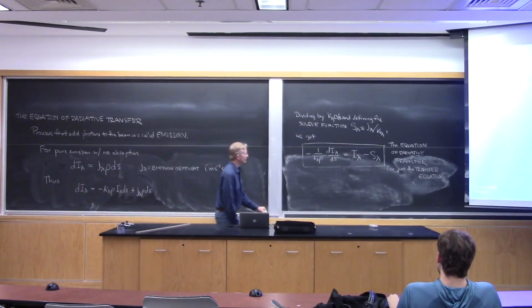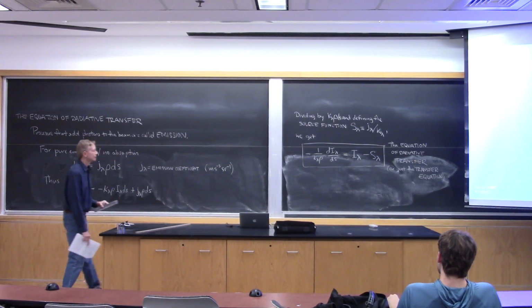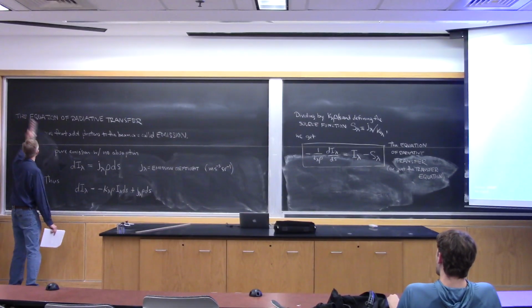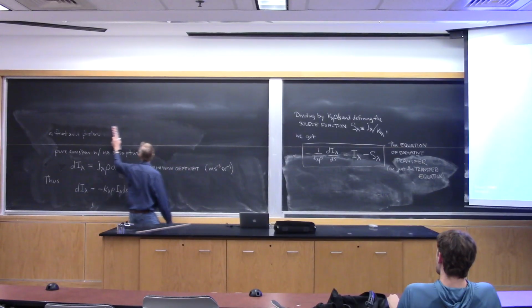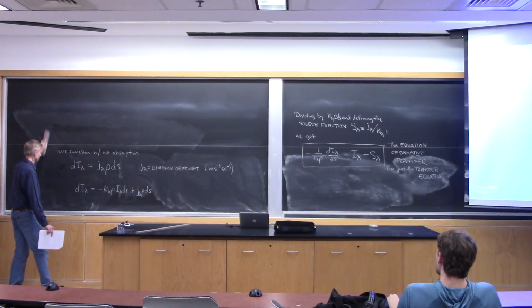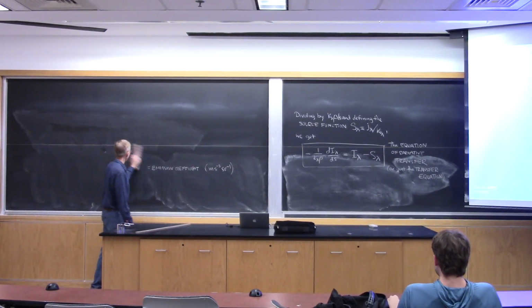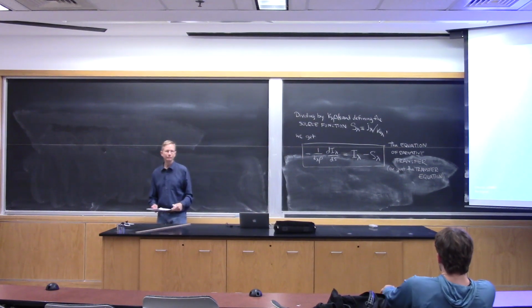So notice on the right-hand side here, we've got a term related to what's already in the beam, I_lambda, and a term related to emission and absorption within the beam. And of course, this must mean that I_lambda and S_lambda have the same units as one another.